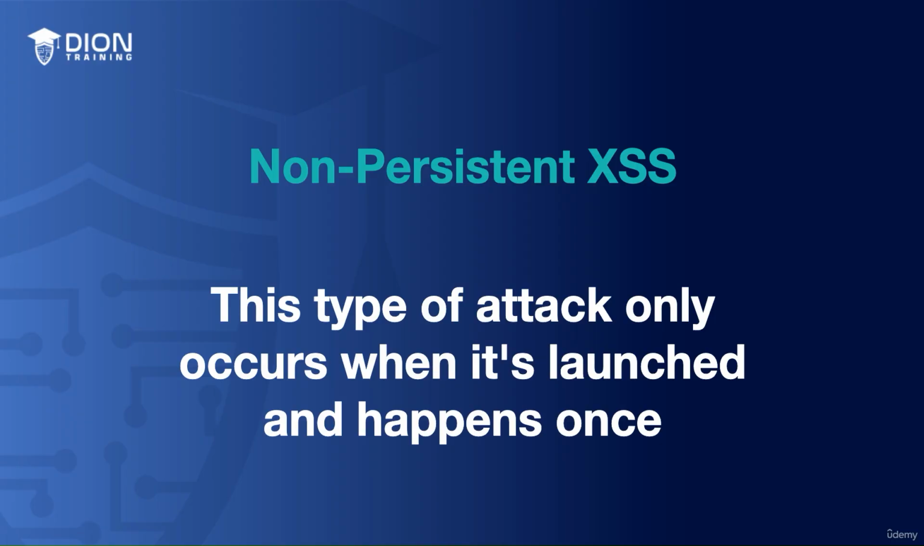Now, the example I just showed you is what's known as a reflected or non-persistent cross-site scripting attack. This type of attack only occurs when it's launched because you're clicking on that link or you're entering it into your web browser and pressing enter. When it happens once and then it stops, it is considered non-persistent.